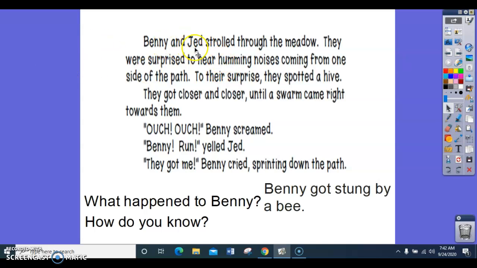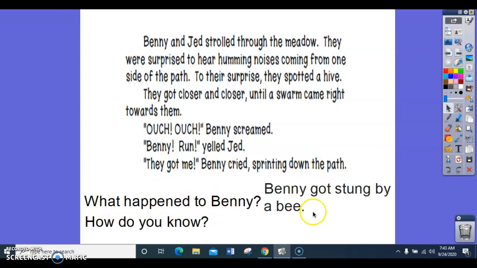Benny and Jed strolled through the meadow. They were surprised to hear humming noises coming from one side of the path. To their surprise, they spotted a hive. They got closer and closer until a swarm came right towards them. Ouch! Ouch! Benny screamed. Benny, run! Yelled Jed. They got me, Benny cried, sprinting down the path.